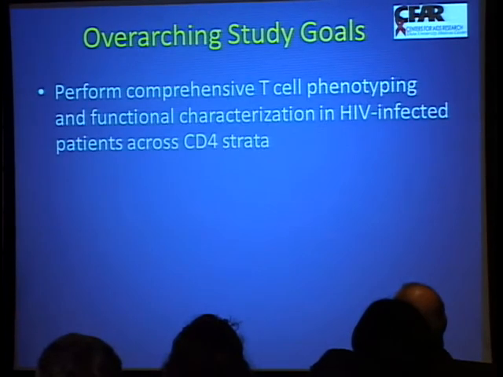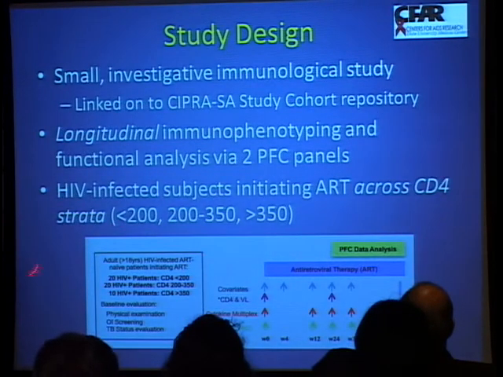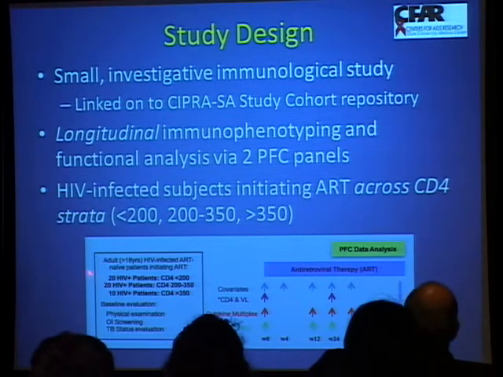The overarching study goal here would be to perform comprehensive T-cell phenotyping and functional assessment across CD4 strata. And I would hope that through a better understanding of particularly these higher strata, we can better predict which patients are at risk for TB, and also predict treatment responses and better know how to follow up and screen patients. Now whether or not any of this complex flow will be applicable at the bedside remains to be seen, but it's possible. So this is a small investigative immunological study. We linked up recently with the CIPRA-SA study cohort repository, and I'll get to that in a little bit, but we're doing longitudinal phenotyping, 4 time points across CD4 strata, 20 patients in the less than 220 group, and then 10 above 350.